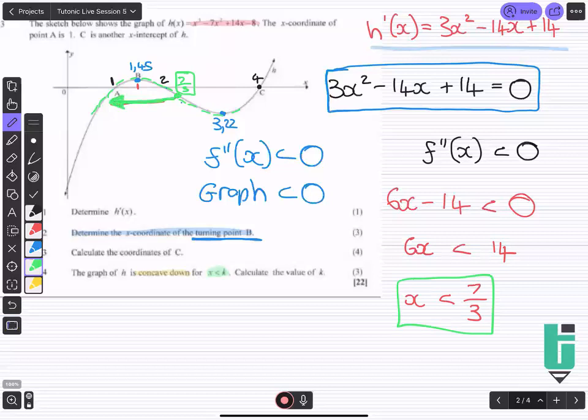And so be careful. This is not the answer because they're asking k. So therefore k equals 7/3. Do you see that? Oh, okay. x must be smaller than k. So what's k? Okay.